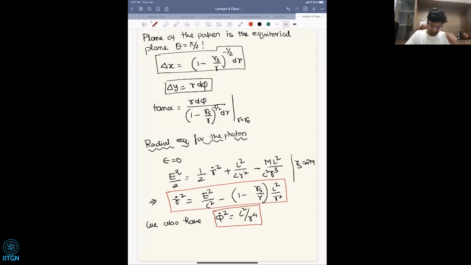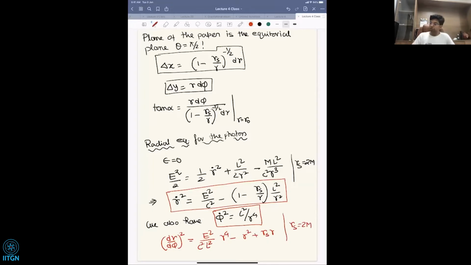We can divide it and we can obtain the dr d phi equation. So we have dr d tau, we have d phi d tau. By dividing, we can obtain dr d phi. And if you do that, you will see this equation is E square by c square L square r to the power 4 minus r square plus rs into r. Again, rs is 2m, the Schwarzschild radius.